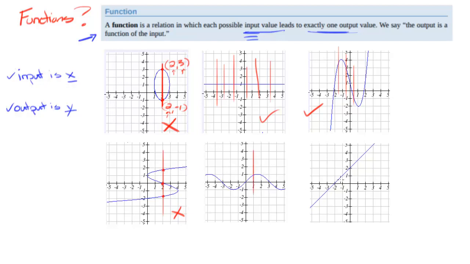Here, that's a function. I can't draw a vertical line through 2 different points. And then this one down here is also a function. So, looking at all of these graphs, these 4 on the right are functions, and these 2 where I could draw a vertical line through more than 1 point are not functions. Again, because each input can only be related to one output.